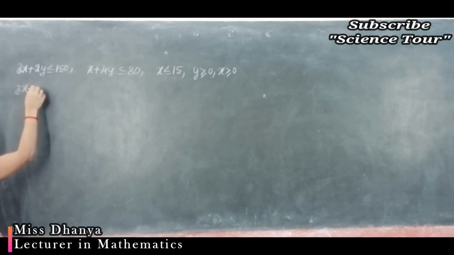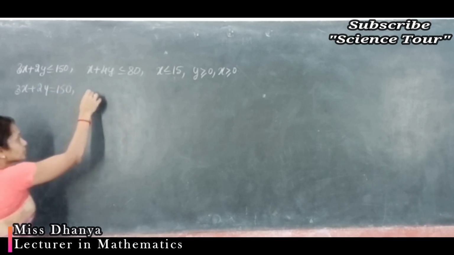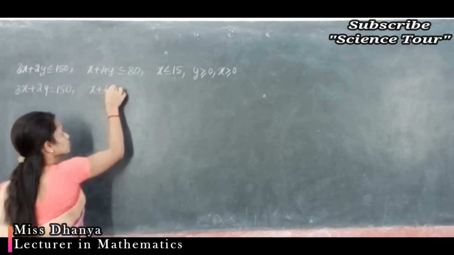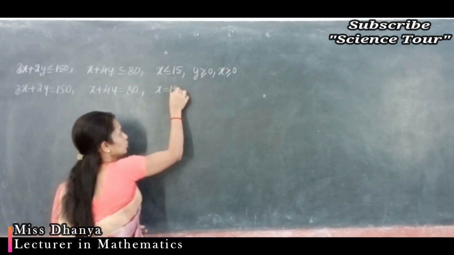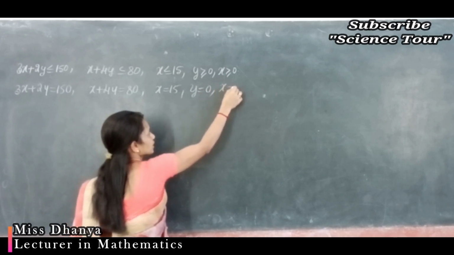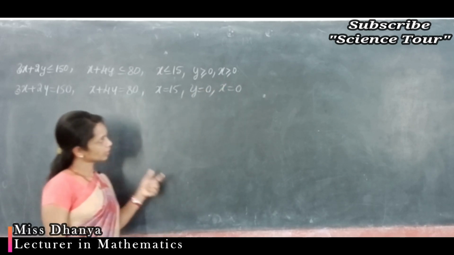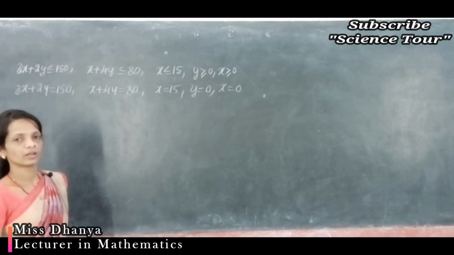Now you get 3x plus 2y is equal to 150, first line. Second line is x plus 4y is equal to 80, and the third line is x equal to 15, next one is y is equal to 0, last line is x equal to 0. After removing the inequalities, we got 5 equations of a line.